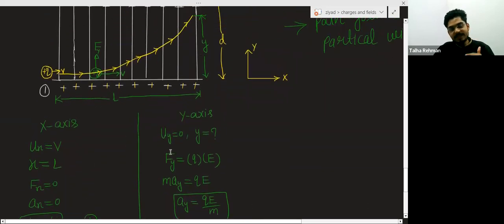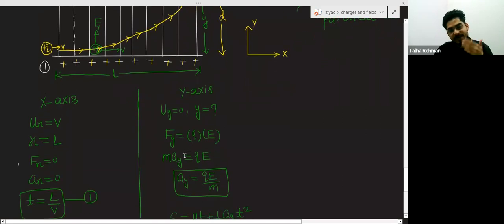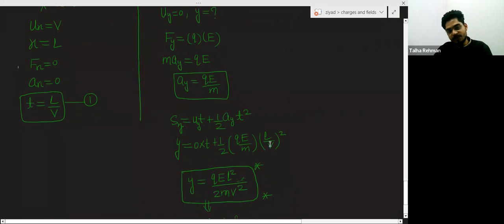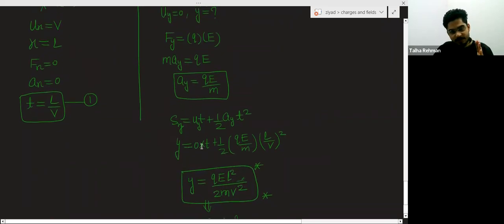Now in the y-axis, the initial velocity is 0 and we have to find the displacement. There is a force Fy, which we can find as charge times electric field, and from that force we can find the acceleration and apply the second equation of motion. So we get 0 into t plus half into acceleration into time squared. We put in the time from before and finally get this equation. Basically, this is the equation of a parabola.